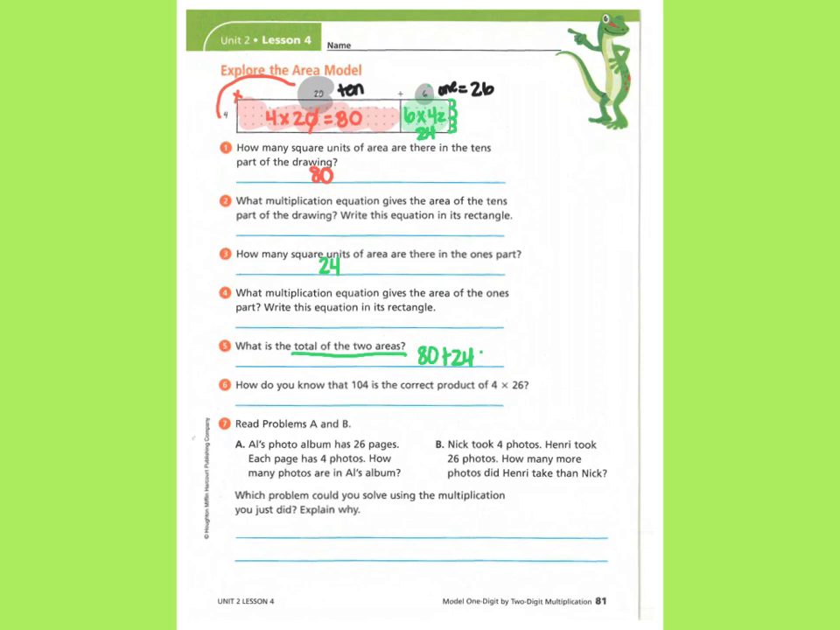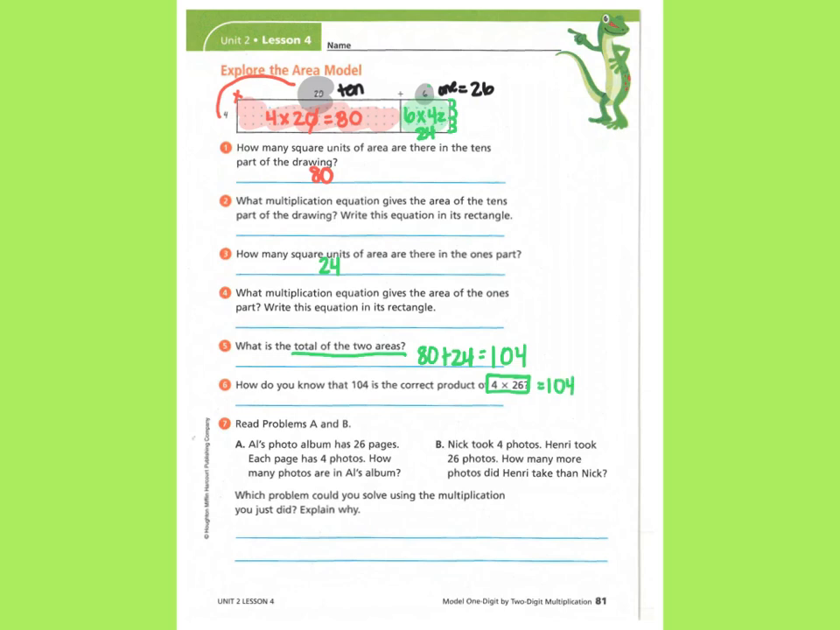Now that you've found your answer, you should have gotten a total of 104. Now that I've found the total area of each box, and my answer is 104, I can write out my multiplication problem like they've done here. 4 times 26 equals 104.